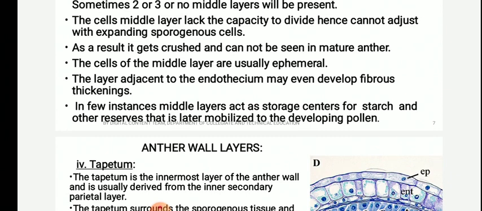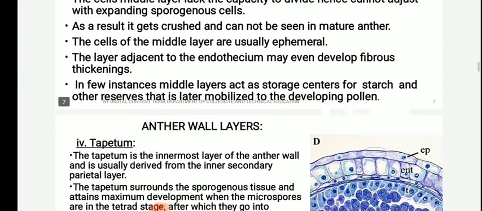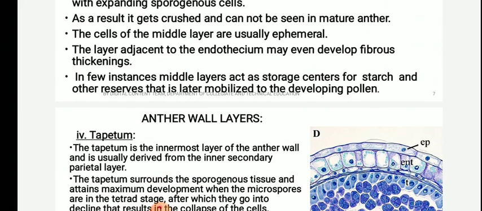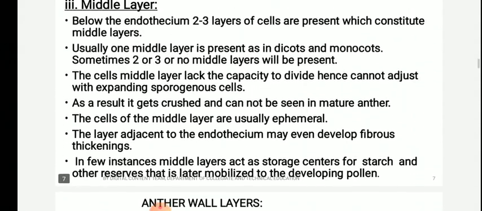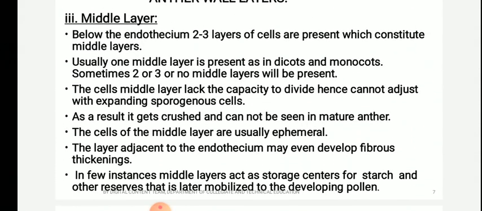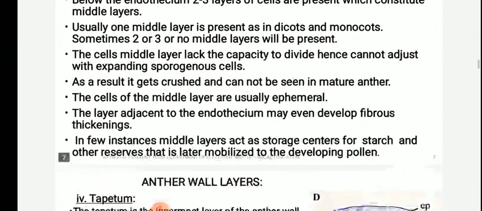In a few instances, the middle layer acts as a storage center for starch and other reserves that is later mobilized for developing pollen. So the third wall layer of the anther is the middle layer. It may be 1 or 2 or 3, depending upon the type of angiosperm plant. Usually one middle layer is present in monocots and dicots.